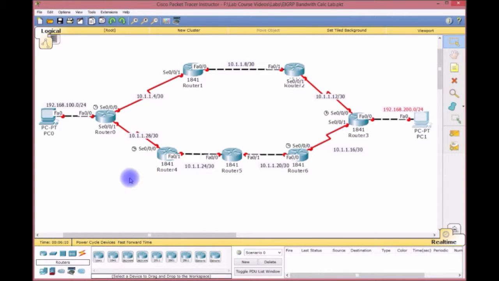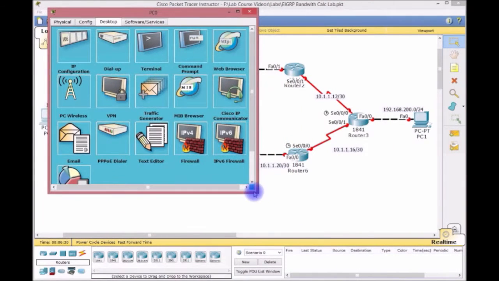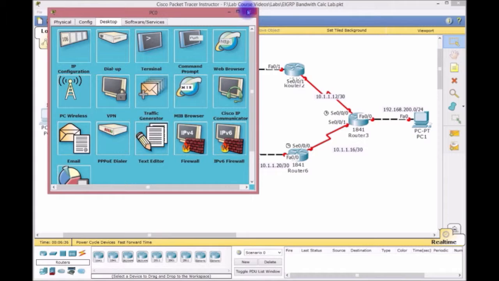Also, since we have redundant links, we have the possibility of having a feasible successor. Now, as it stands right now, we're not going to do any housekeeping commands. That was in your previous lectures. All we're going to do is put in the IP addresses. I do believe that the PCs already have their IP addresses in there. 100.1 and 100.254. That's good to go.